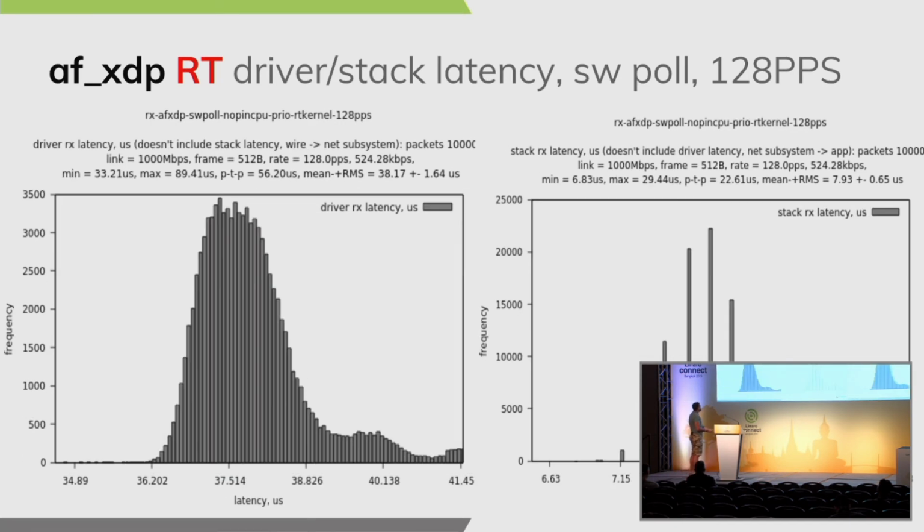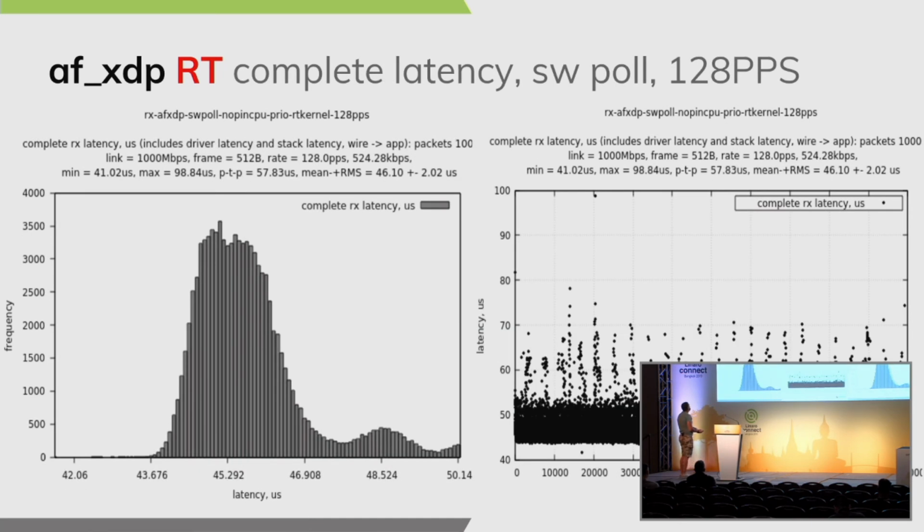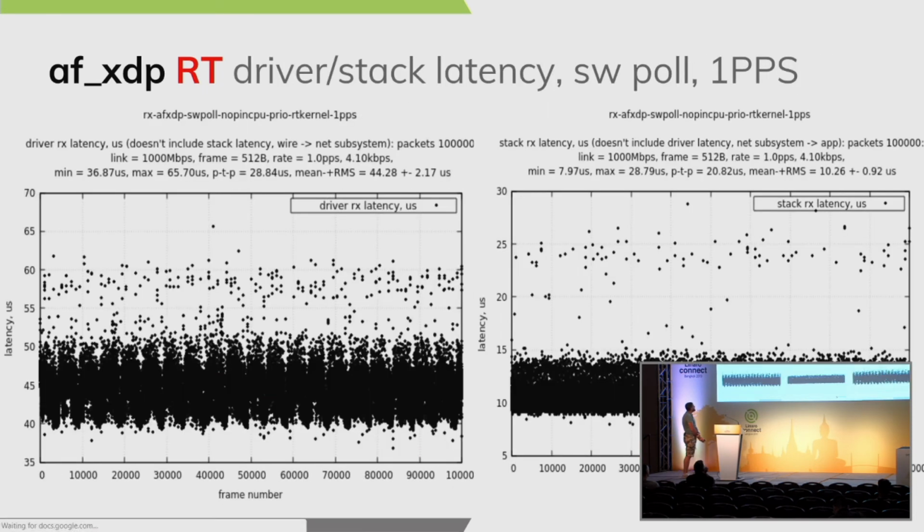Also we have the dispersion for the software poll. This is the complete latency, meaning from the very beginning when the packet arrives on the interface until it is received in user space. It's a similar plot but for 1 PPS. So we can see that it's higher for 1 PPS and more distorted at the bigger rate.